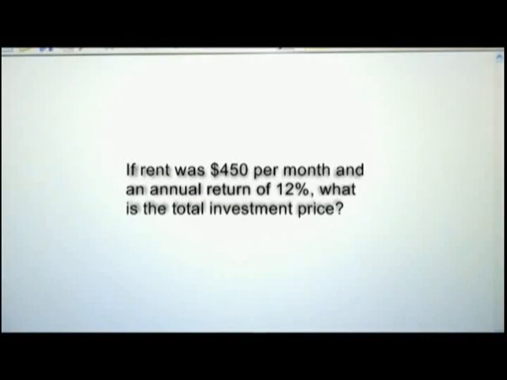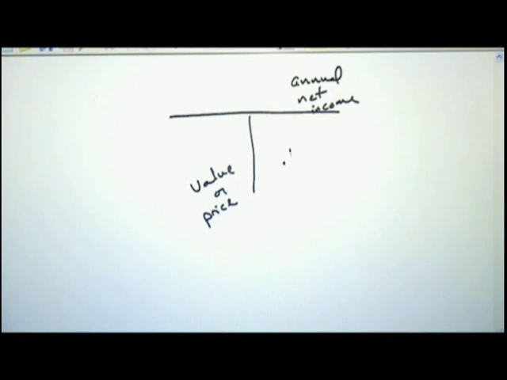If rent was $450 per month and an annual return of 12%, what was the total investment price? This is a cap rate problem. And a cap rate problem revolves around annual net income. I write the annual net income as it relates to the value or price of the building because it's always going to be smaller than the total price of the building. Now the annual return or the cap rate is 12% or 0.12.